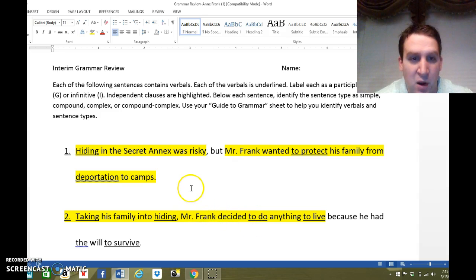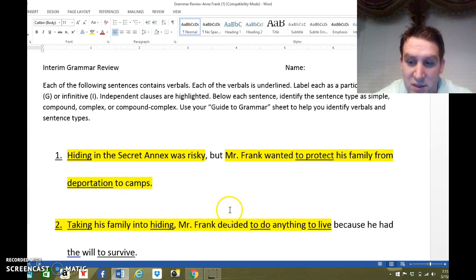All right, so let's go to the second part right over here and decide what kind of sentence this is. So taking his family into hiding, we know that that is not a clause at all. That's actually a participial phrase describing Mr. Frank. It says Mr. Frank decided to do anything to live. So based off of this, right over here, we have an independent clause. Taking his family into hiding, Mr. Frank decided to do anything to live.